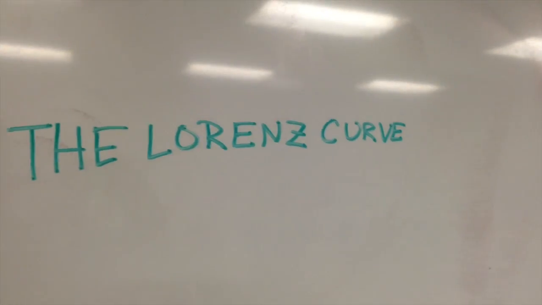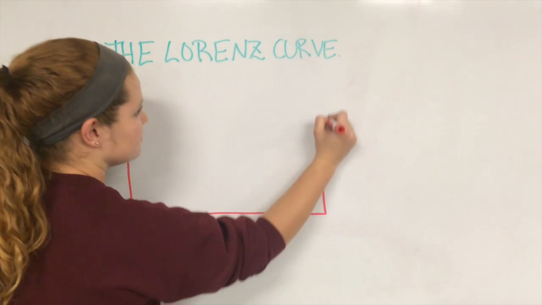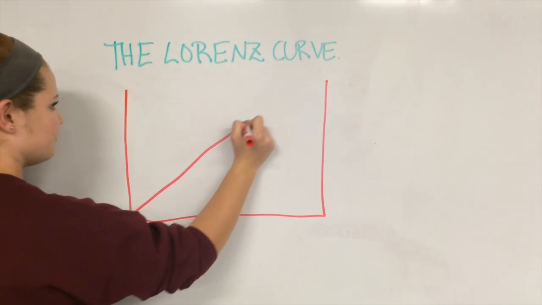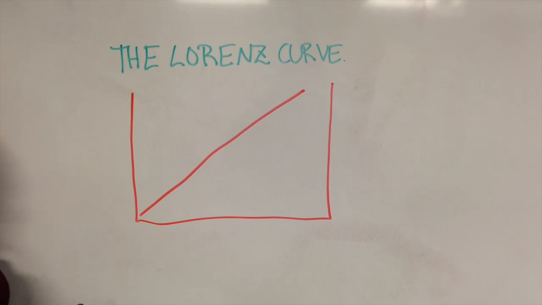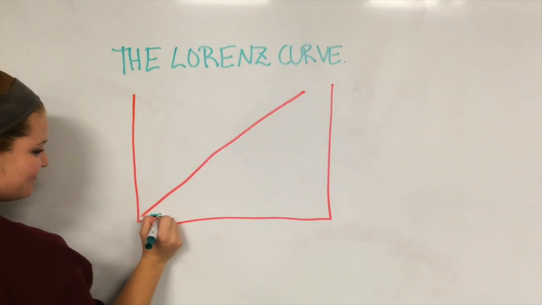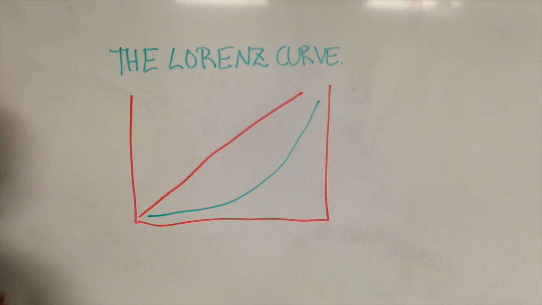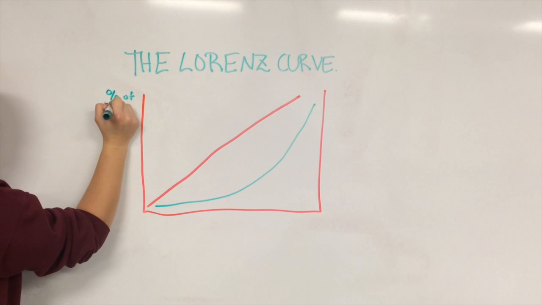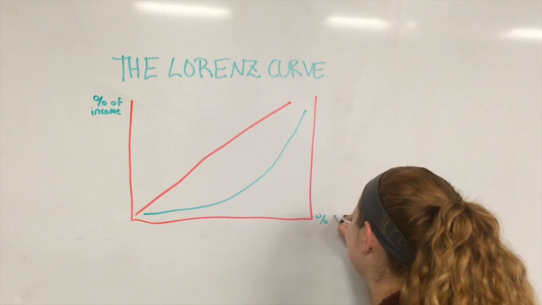A completely unequal income distribution is represented by the vertical line on the right-hand side of the graph. The 45-degree line across the graph represents a perfectly equal distribution of income, where 10% of the households receive 10% of the income. The actual distribution of income is represented by the bow-shaped curve in between, called the Lorenz curve. And on the y-axis, we have percentage of income. On the x-axis, we have percentage of households.